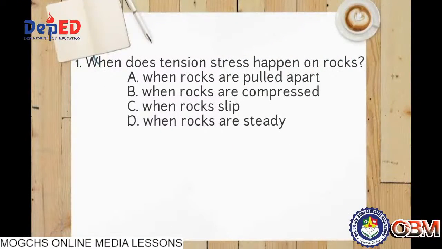Number 1. When does tension stress happen on rocks? Letter A. When rocks are pulled apart. Letter B. When rocks are compressed. Letter C. When rocks slip. Or letter D. When rocks are steady.